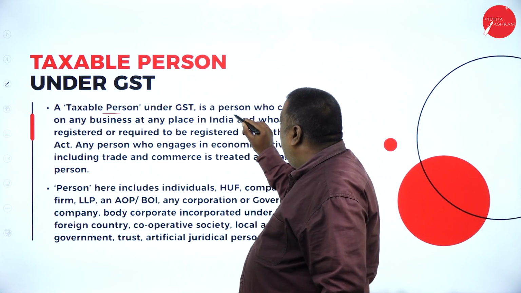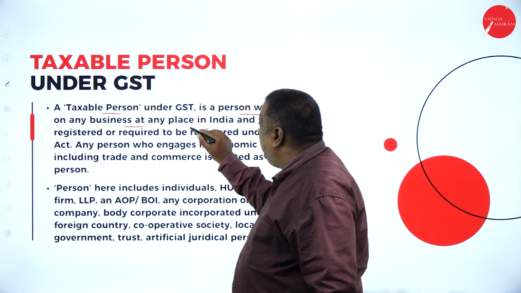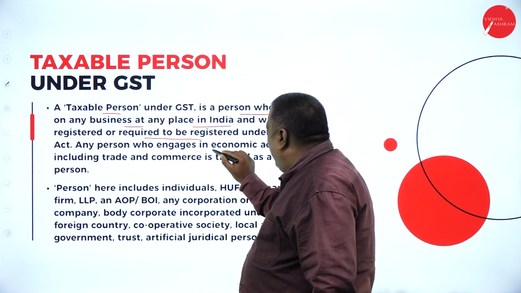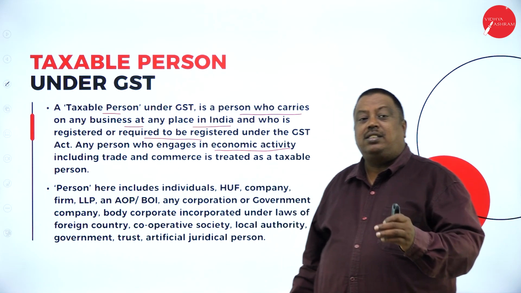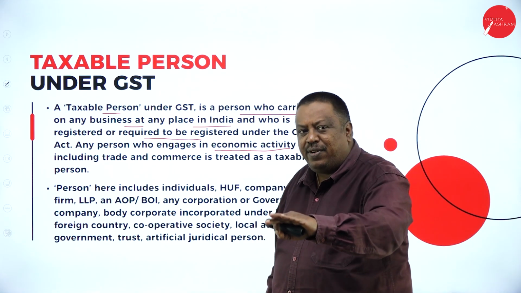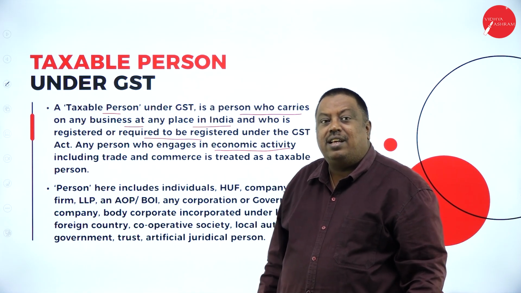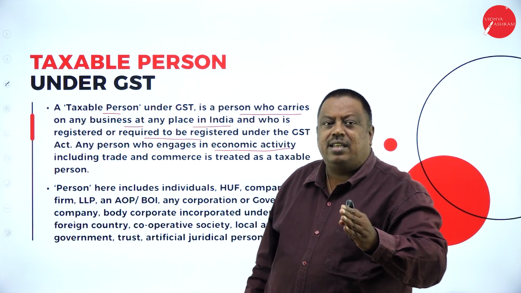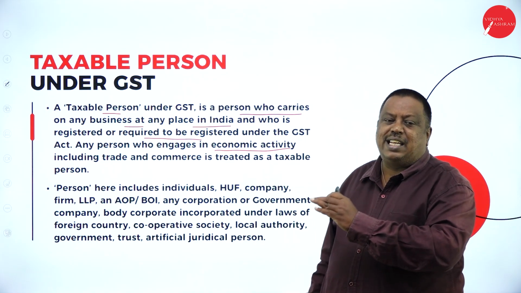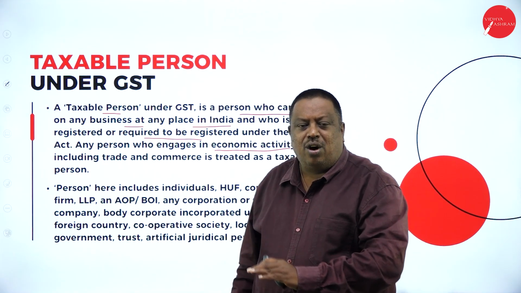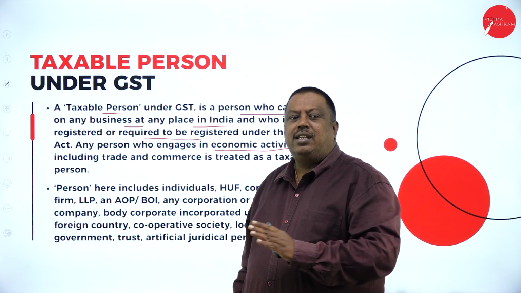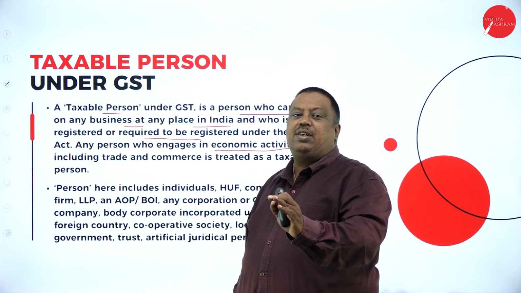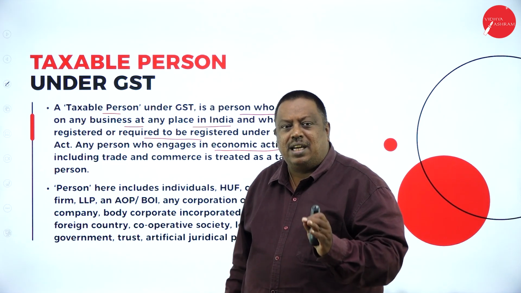A taxable person under GST is a person who carries on any business at any place in India, who is registered or required to be registered under GST, where economic activity has taken place. A person who is doing any economic activity in any place of India, whether registered or not registered, is called a taxable person under GST if he is doing any business activity, that is either trade and commerce or services, goods and services distribution. If he is doing any economic activity, then automatically he comes under GST.